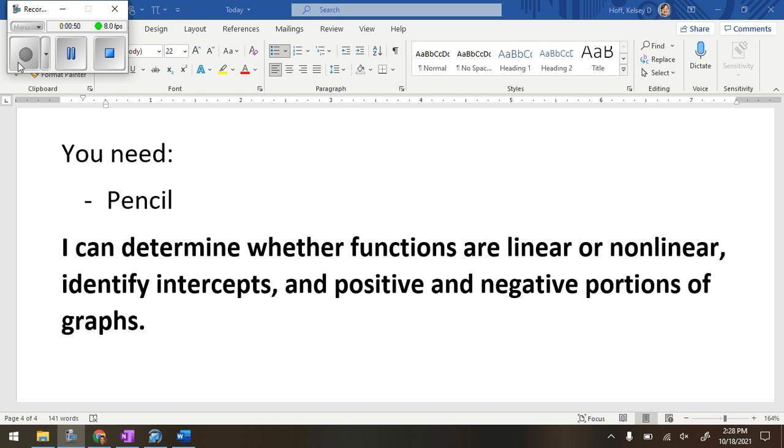You don't need a calculator at all this week. It is pure, I'm going to tell you right now, it's a lot of terminology. It's a lot of what does this word mean and how do I identify it on a graph. Okay? If you want highlighters, you can have highlighters. They're not essential, but if it's something you get into, you totally can.